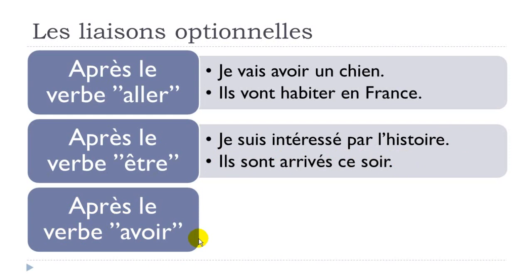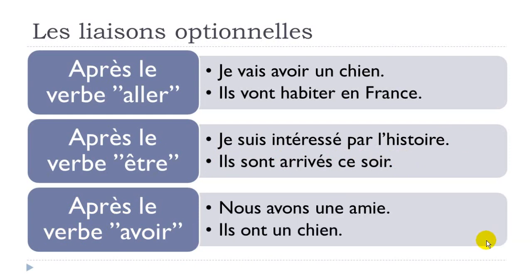Après le verbe avoir, well, it's exactly the same rule. Nous avons une amie, or then, nous avons une amie. Ils ont un chien, or if you want to make the liaison, ils ont un chien.